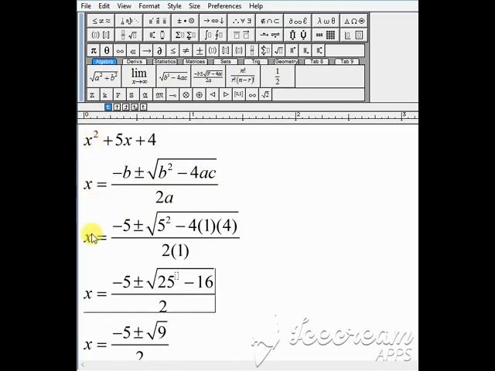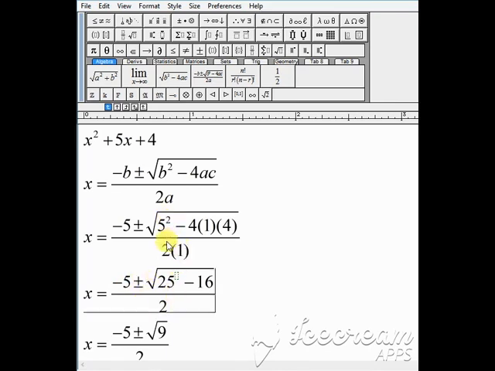So from this equation we say x, this is b, we substitute 5 for b, plus or minus, again we substitute for b, 4 we substitute for a, which is 1, and c, which is 4, substitute for c, all over 2 times 1, which is a. So from this we got x is equal to minus 5 plus or minus.